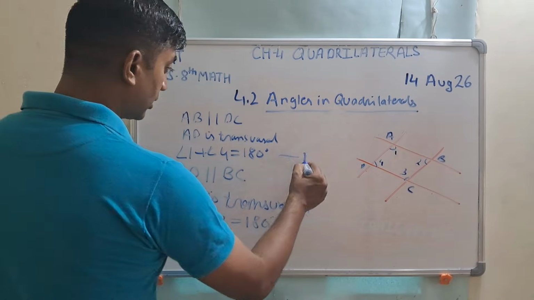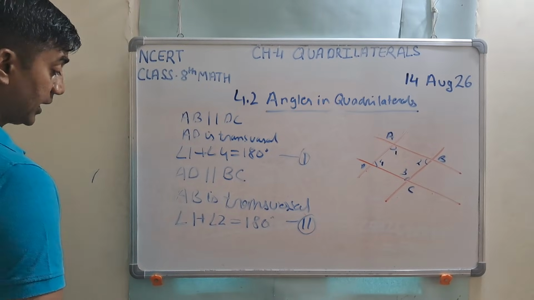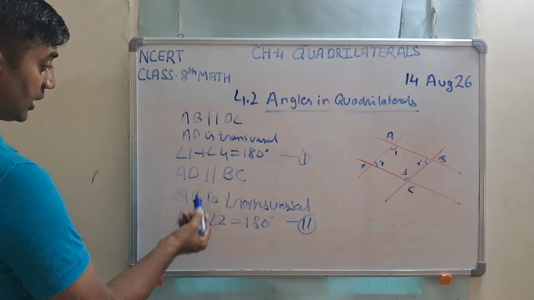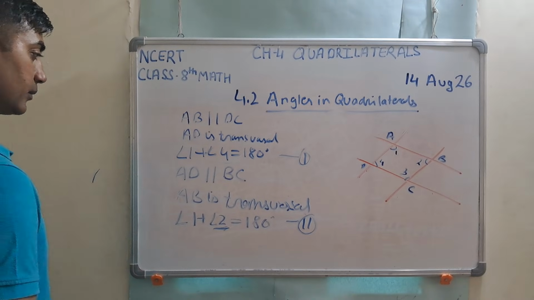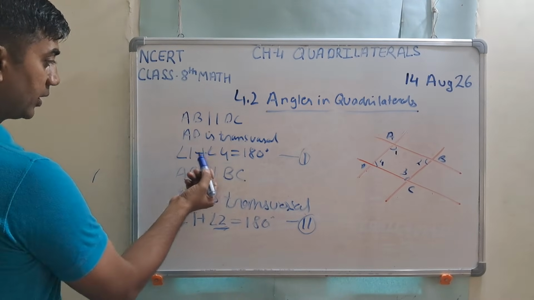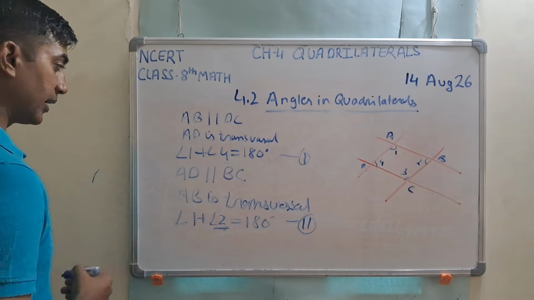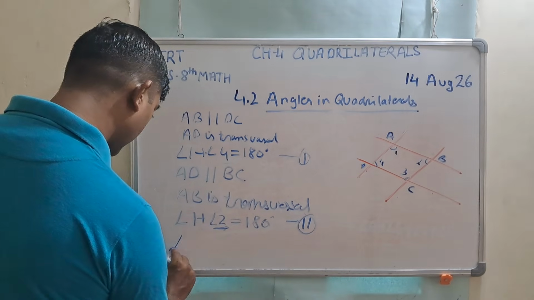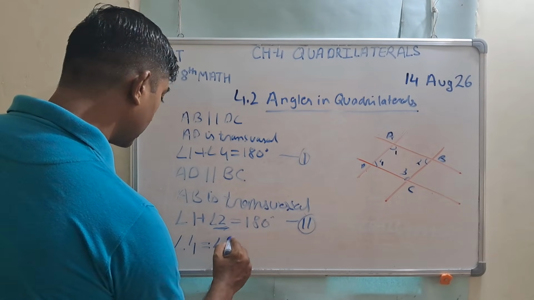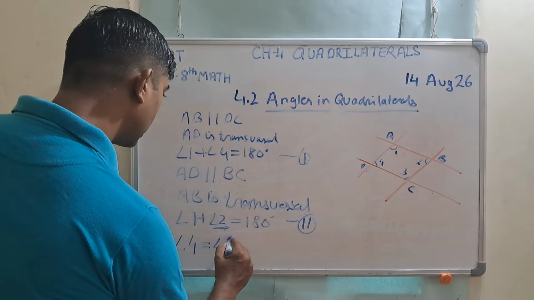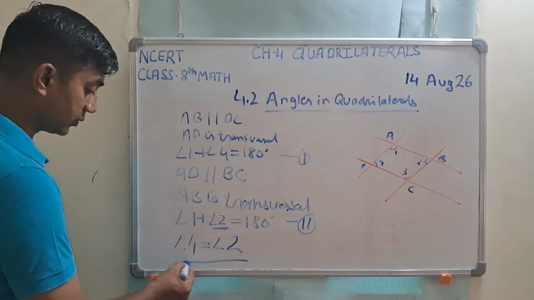Now from 1 and 2, what have you concluded? That angle 4 is equal to angle 2. Understood? So angle 1 plus 4 is 180 degree, angle 1 plus 2 is 180 degree. It means that angle 4 is equal to angle 2. Understood? Angle 4 is equal to angle 2.